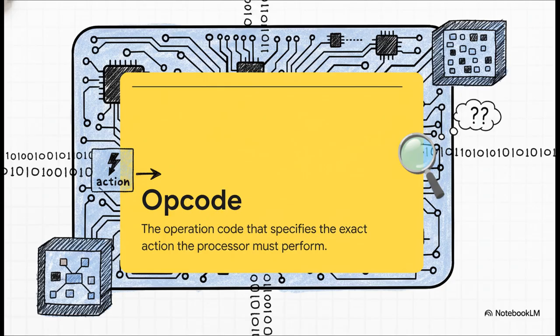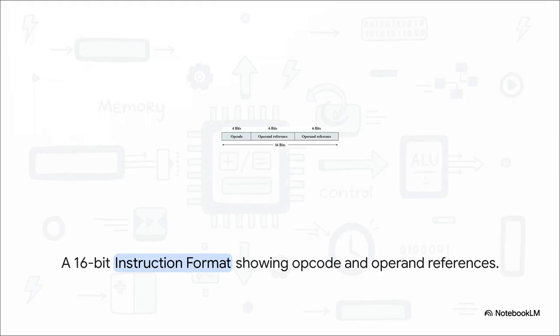And hey, if the opcode is the verb, then the nouns are the operands. Operands are basically your source data, the memory addresses, or the destinations that your verb is acting upon. To really visualize how these verbs and nouns are packaged, imagine a simple 16-bit instruction format. The 16 bits are strictly partitioned. You might have an initial 4-bit chunk dedicated purely to the opcode, followed by two 6-bit fields for the operand references.